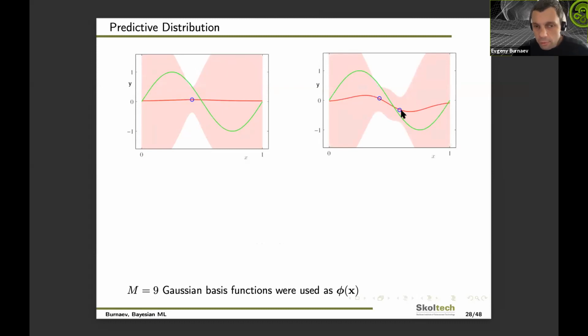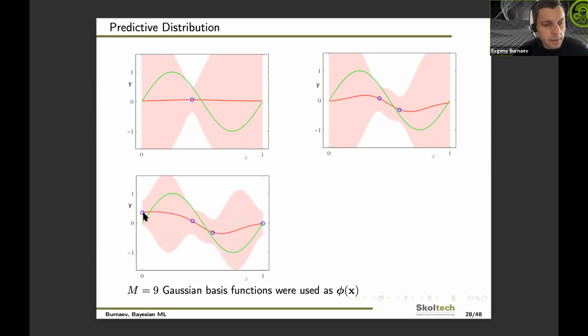When we get the second point, we recalculate the posterior mean, and we observe that now the posterior mean is already close to the original function, and the variance around the second point and the first point, the uncertainty is reduced. But still here the uncertainty is big because we don't have any observations here.